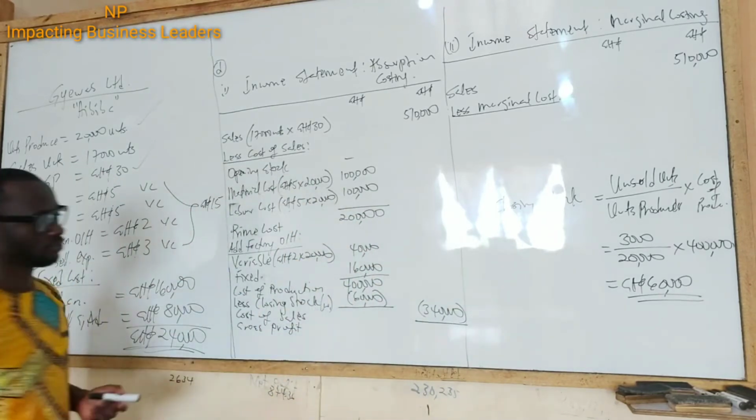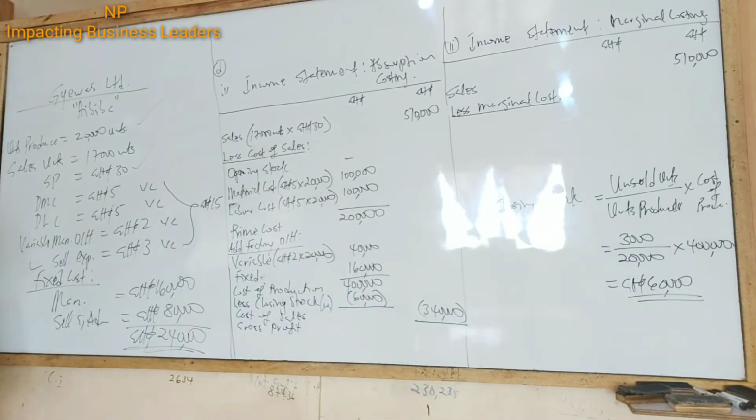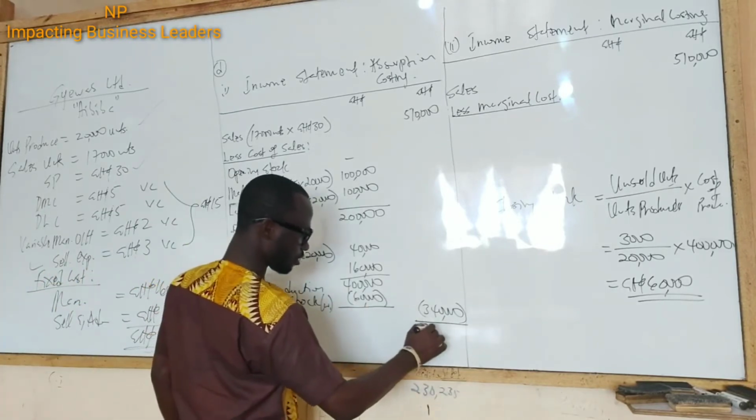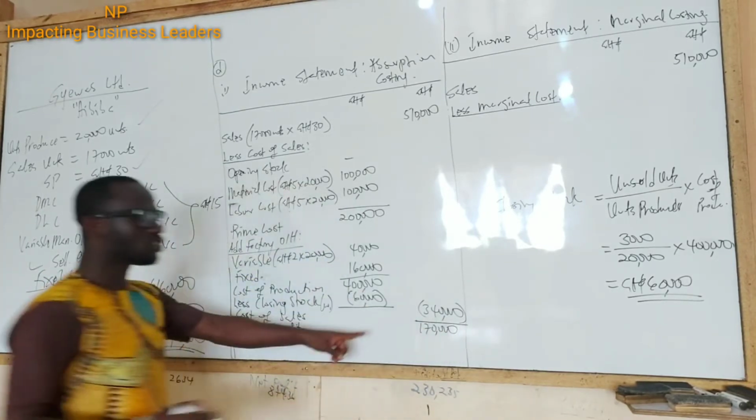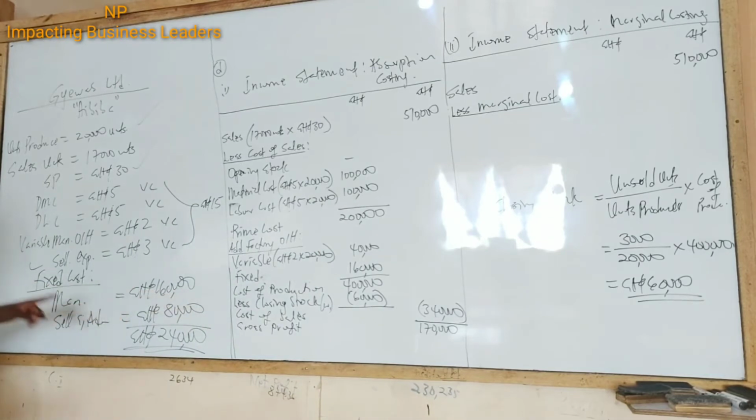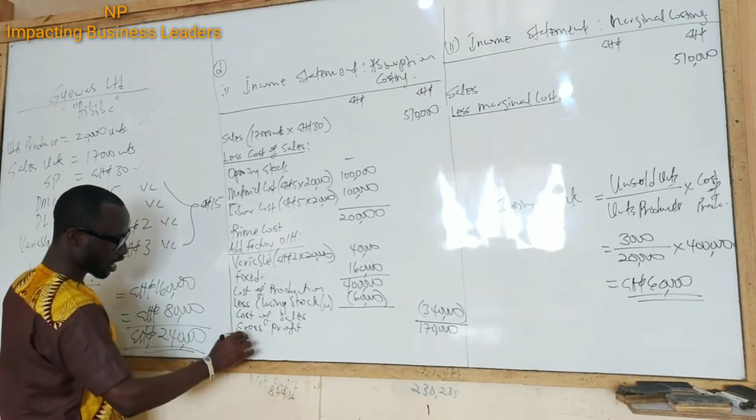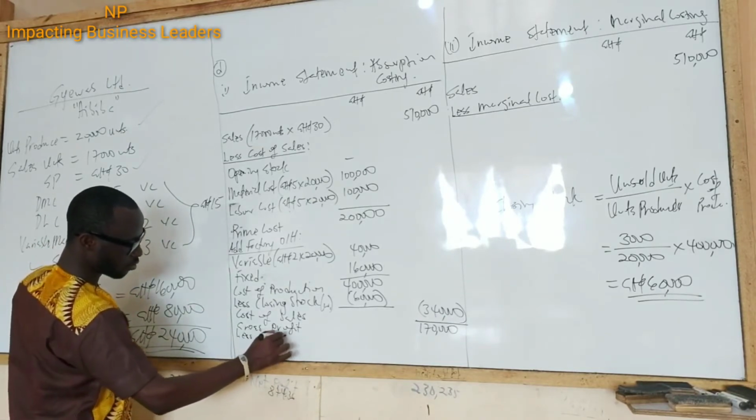So what do I have? 510,170,000. So once you have this, you can now less the non-production ones, overheads. So you less non-production.